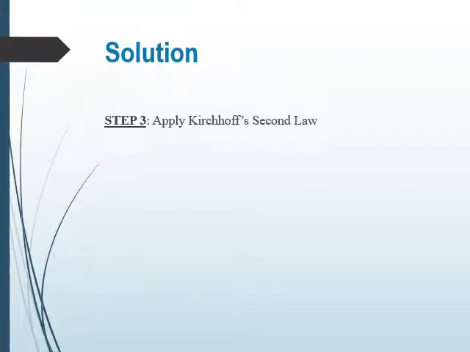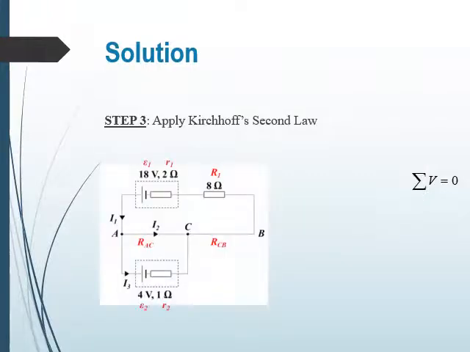Now that we are done with Kirchhoff's first law, let's move to the next step. Step 3, apply Kirchhoff's second law. Kirchhoff's second law, summation V equals 0. So let us look at the diagram. In this diagram, I'm going to choose the upper loop as my loop 1. And I'm going to choose the top right corner as the starting point. In this loop, I'm going to let the loop travel in the anti-clockwise direction. So let us begin now.